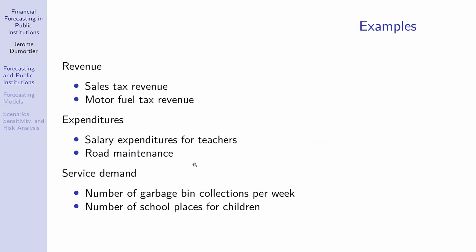Now, of course, there are many examples that are related to financial forecasting, and here I have just listed a few, like sales tax revenue and motor fuel tax revenue, as well as expenditures for teachers or expenditures for road maintenance. Of course, you can also have non-financial forecasts. For example, if you're thinking about service demand, where you are interested in the number of school places that you need for children, or the number of garbage bin collections that you have to do per week over the next couple of years.